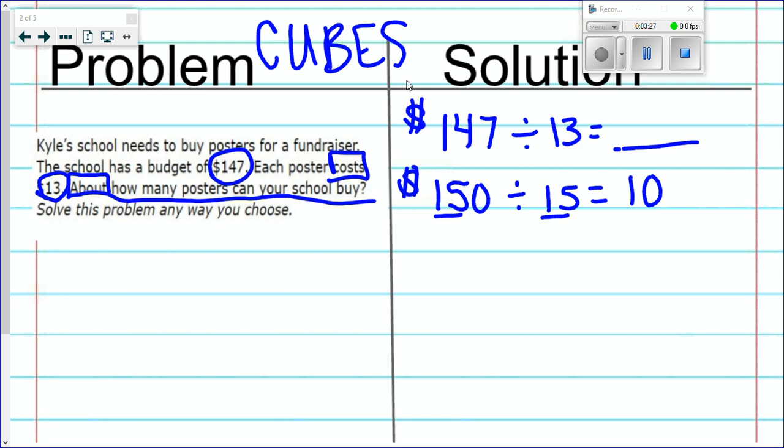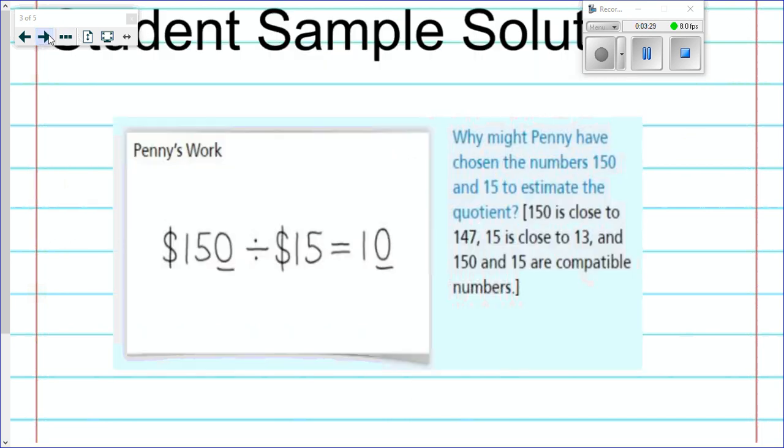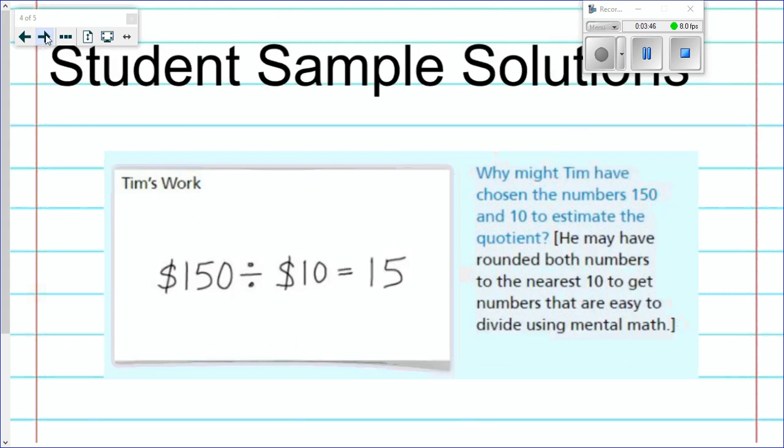Let's look at a couple other solutions. This is Penny's work. Penny did something very similar to what I did. She chose 150 because it was close to 147 and 15 because it was close to 13. 150 and 15 are compatible numbers and that allowed her to do some simple mental math. Tim's work, he chose 150 divided by 10 and he got 15 as about how many posters he'd be able to create. He rounded both of his numbers to the nearest tenth and then got numbers that were easy to divide mentally.